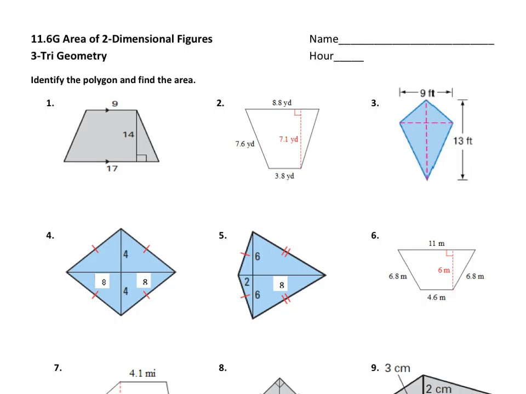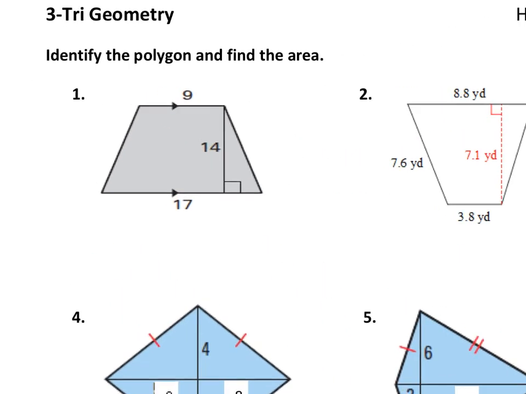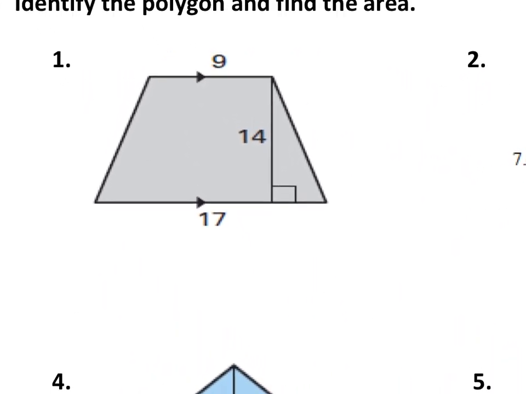Okay, this video is for 11.6G, area of two-dimensional figures. Today in notes, we talked about the area formulas for three different types of shapes: trapezoids, rhombuses, and kites. So let's do one of each of those. Let's look at problem number 1.